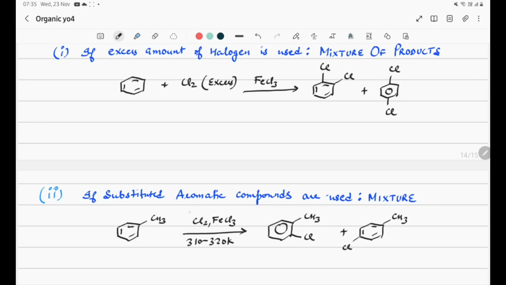Similarly, if substituted aromatic compounds are used, such as toluene, then we again get a mixture of products, that is the ortho isomer as well as the para isomer of chlorotoluene. This is the shortcoming of this reaction: whenever we use an excess of halogen, or start with substituted compounds, we will get a mixture of products.